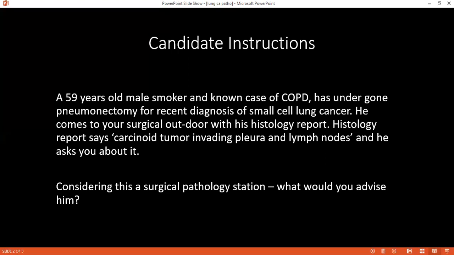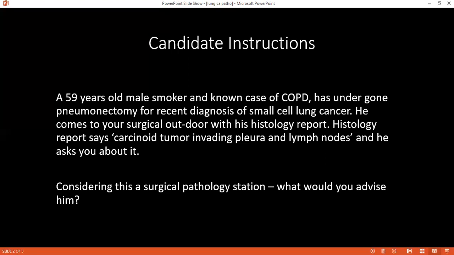Right. So if you have read and understood, considering its surgical pathology station, kindly tell me what advice would you give to the patient now? For this case, the patient will need to stop smoking first, and then do lifestyle modification and then get the treatment with the hospital.